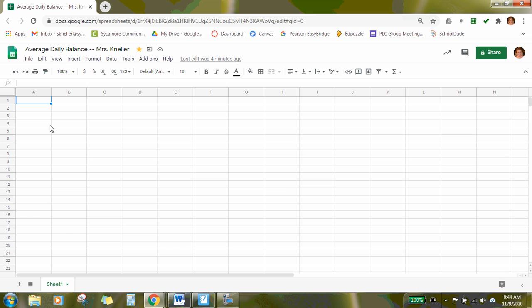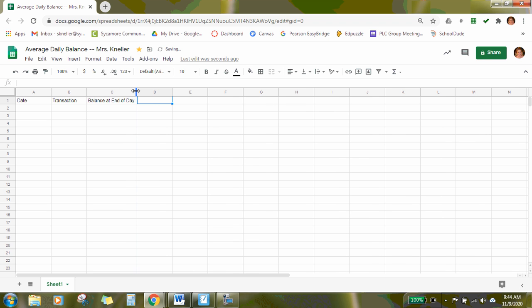Okay, so I'm going to go to my Google Sheet now, and this first column here, we'll type in date. The next one will be transactions, and then balance at the end of the day. Now there you can see that when I was typing that in, it went over into the next column. So I'm just going to adjust my width there before I start typing the next one. That'll be number of days. That's a little small too, so I'm just going to scooch that over and give it a little more room.